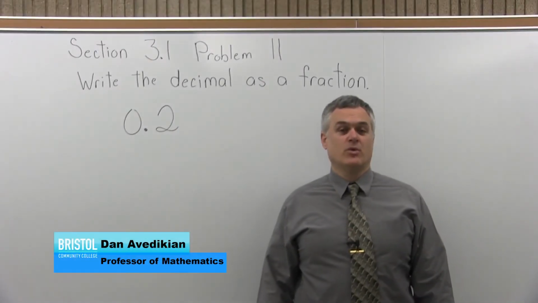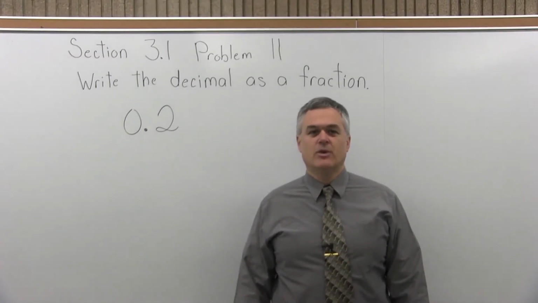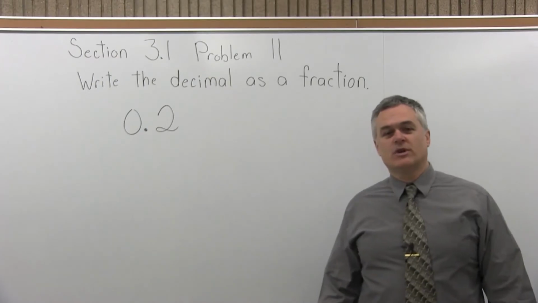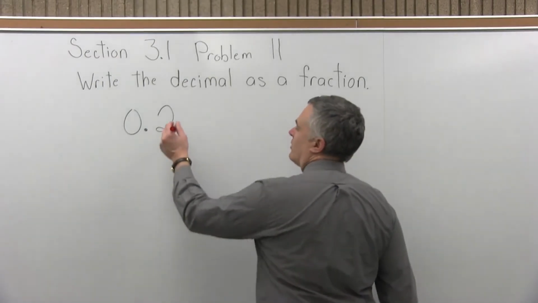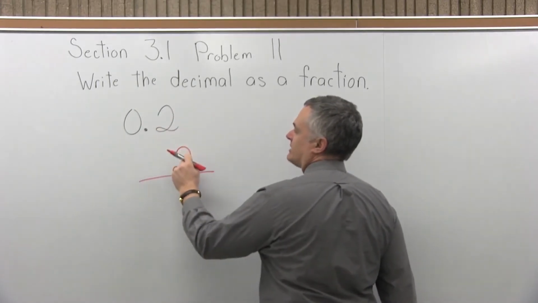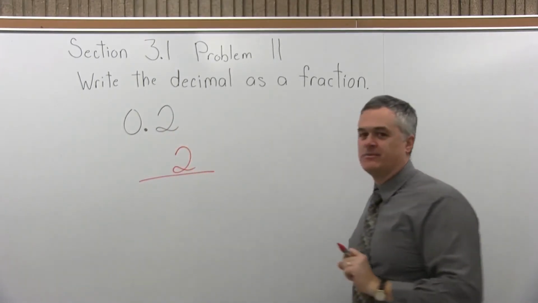This is Section 3.1, Problem 11. It says write the decimal as a fraction, and we have 0.2. To convert a decimal into a fraction, it's a four-step process. Step 1, write what is after the decimal point in the numerator of a fraction. The digit after the decimal point is a 2, so I put that in the numerator of a fraction.